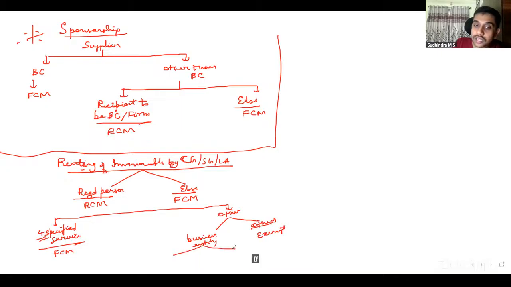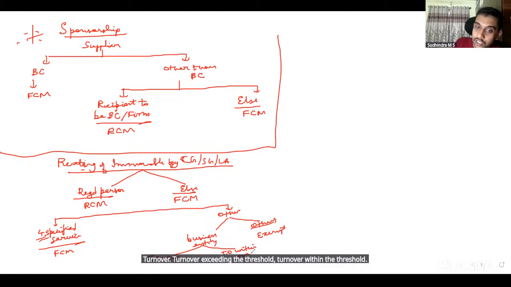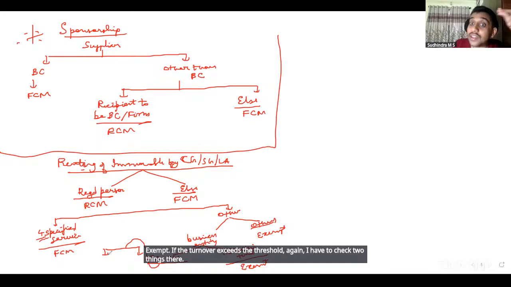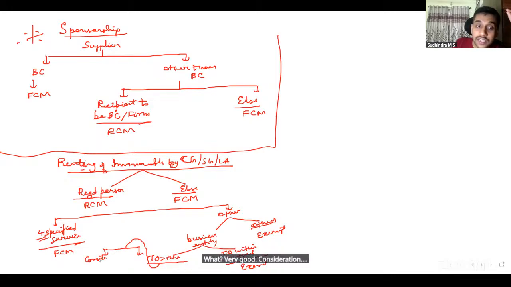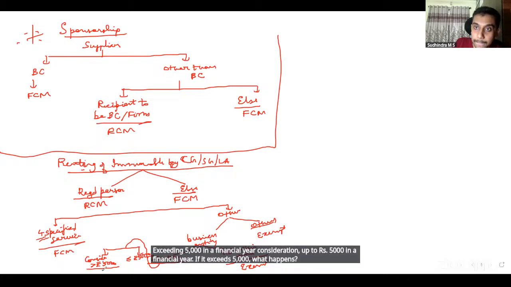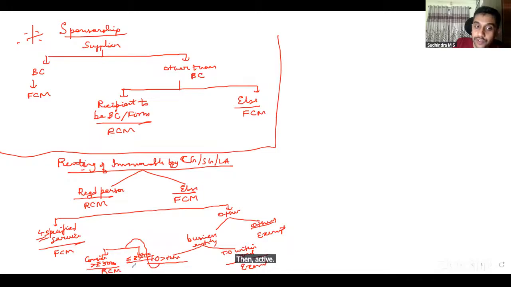If you have provided to a business entity, I have to check the turnover. Turnover exceeding the threshold, turnover within the threshold. If it is within the threshold, exempt. If the turnover exceeds the threshold, again I have to check two things: consideration exceeding 5,000 in a financial year, or consideration up to rupees 5,000 in a financial year. If it exceeds 5,000, then RCM. If it is up to 5,000, exempt. Everyone following? Yes, sir. This is about business entity.